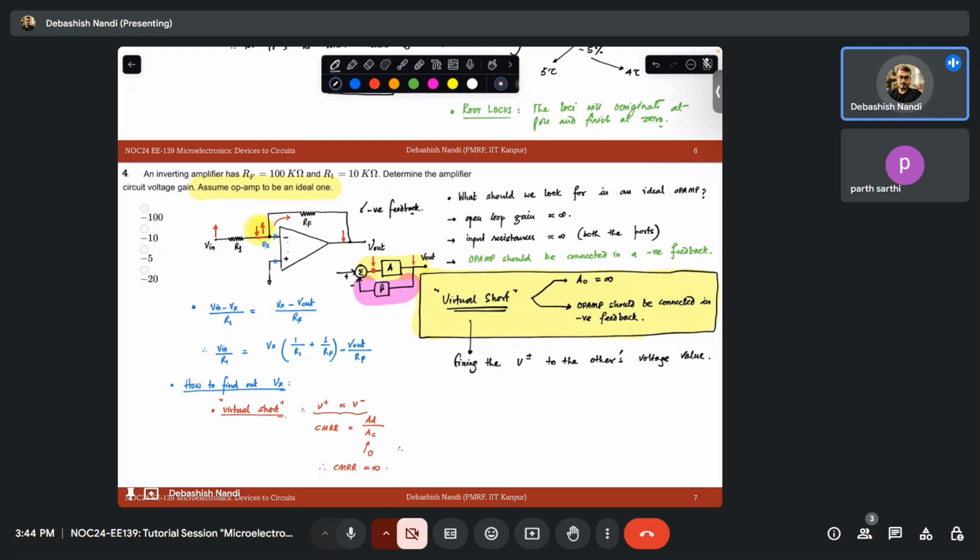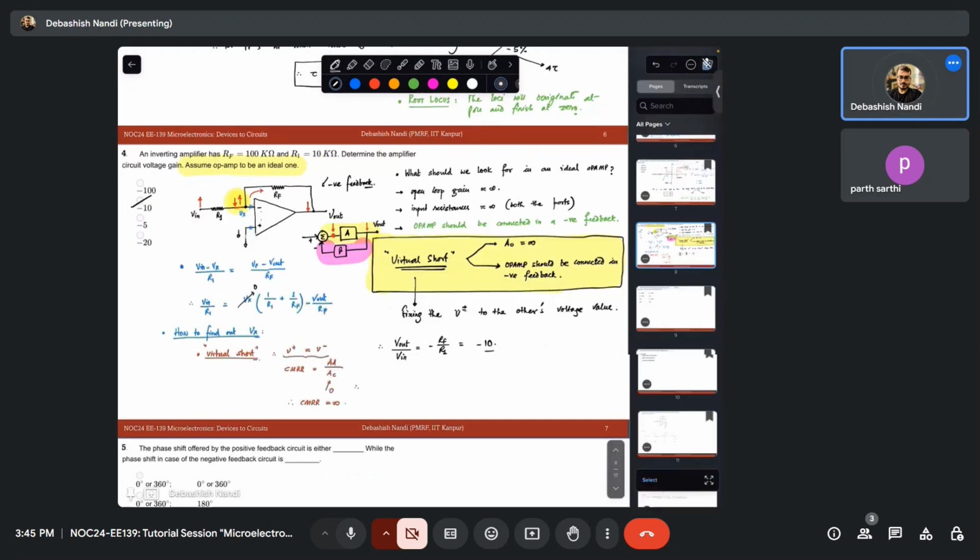Once you are sure that this is in negative feedback and you can apply your virtual short condition, then your Vx will be 0 because your V plus here is grounded, right? Sir, what is the procedure to check negative feedback or positive feedback? Do we have to write a transfer function? No, you do not need to write a transfer function. I'll just tell you that. Your V out by V in will be minus RF by R1. So in this case, it is nothing but minus 10. Now the procedure to check negative feedback.